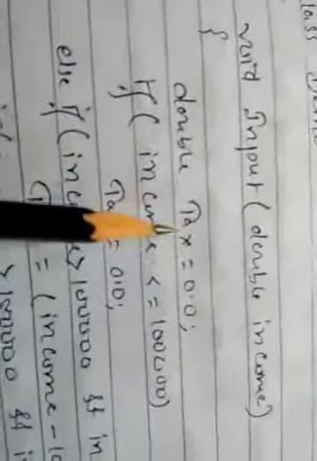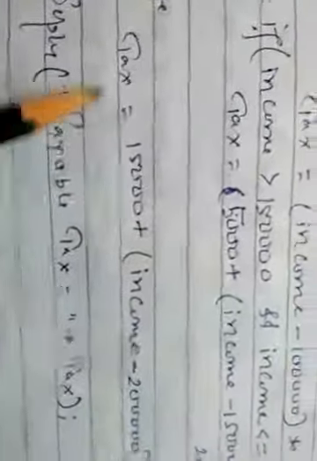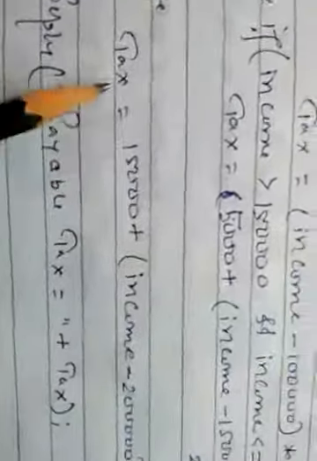Next condition is if the income is greater than 1 lakh 50,000 and less than 2 lakh, the tax will be 5,000 plus (income minus 1 lakh 50,000) into 20.0 upon 100. So this will be 20% of the amount exceeding 1 lakh 50,000. And there is the last condition. If the income is greater than 2 lakh, then tax will be 15,000 plus (income minus 2 lakh) into 30.0 upon 100. And here we are printing total payable tax equal to tax.